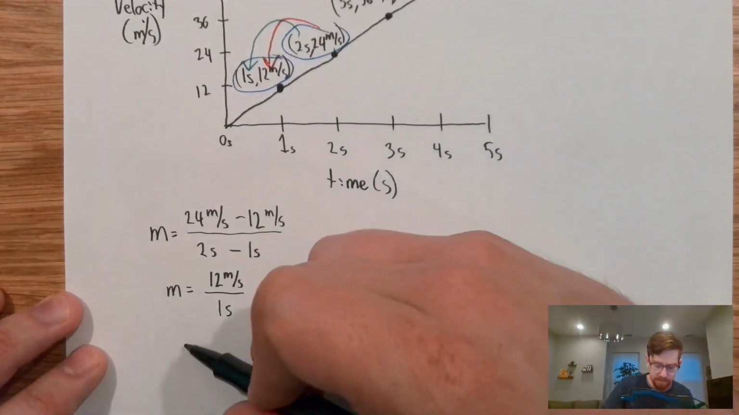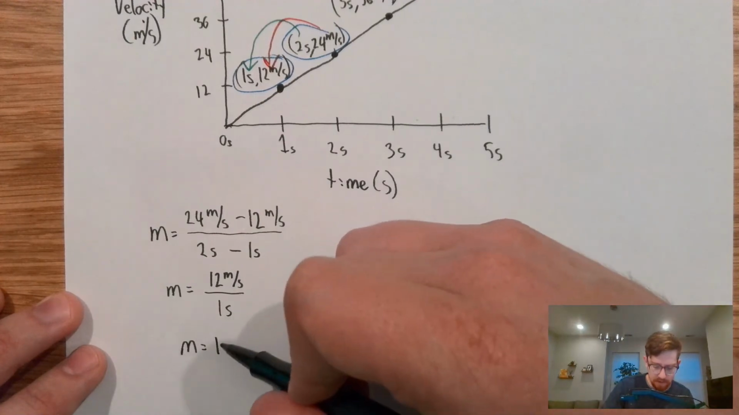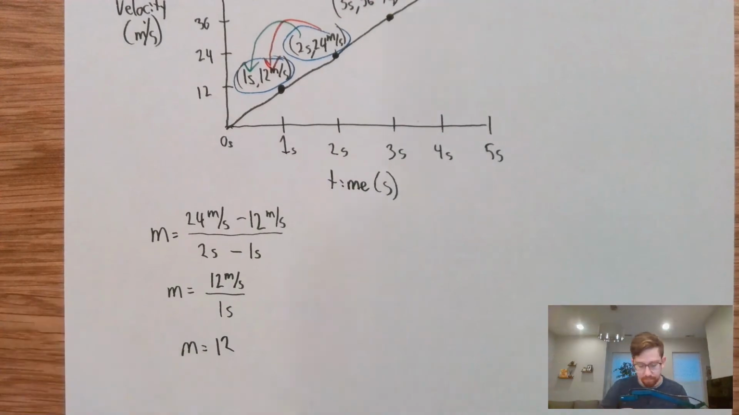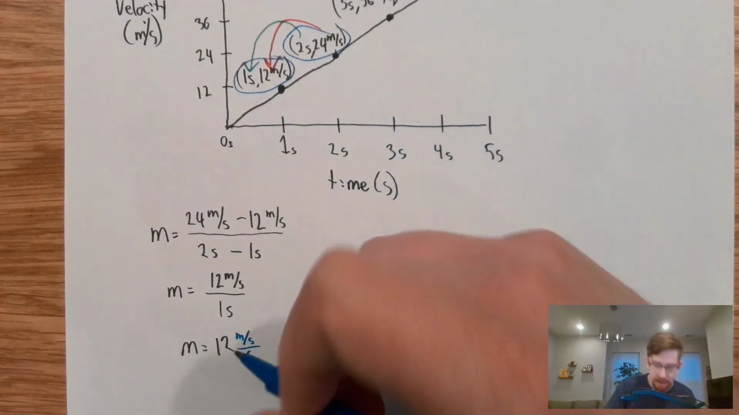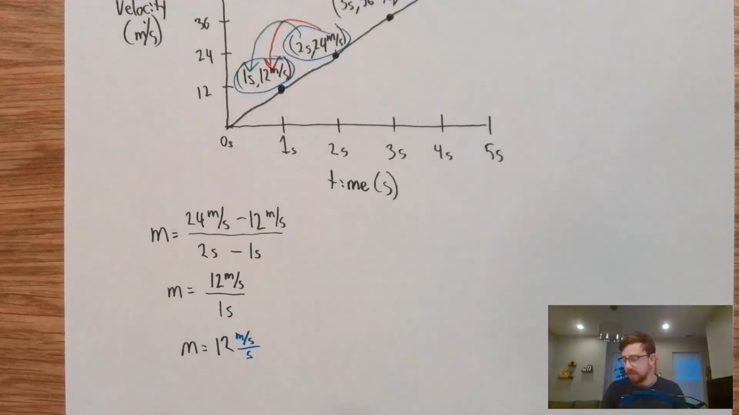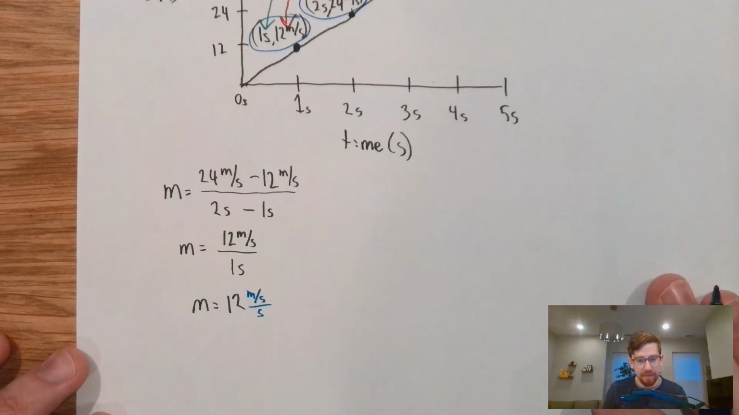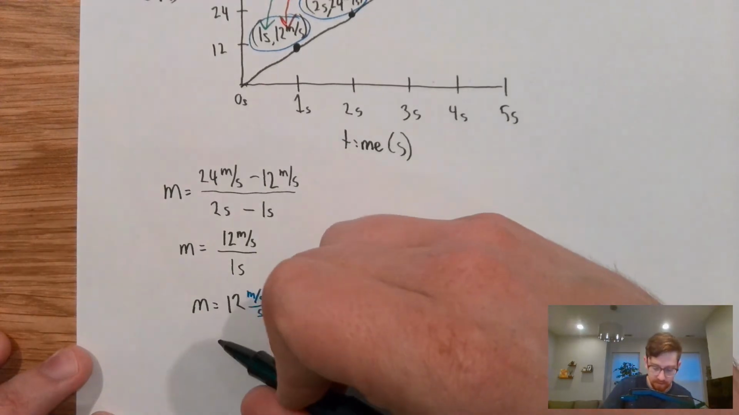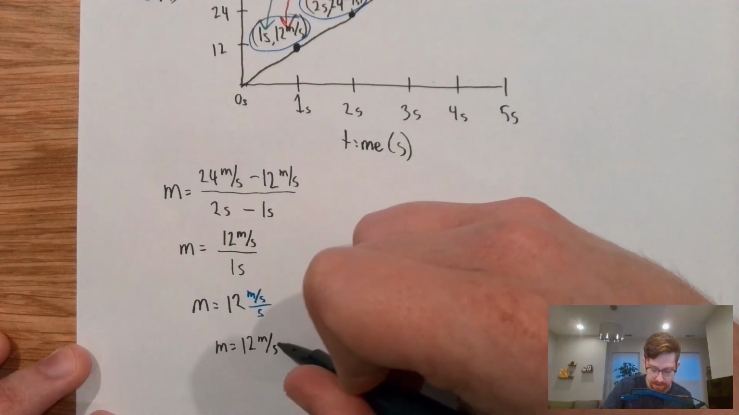Okay, so here's what we have. m equals 12 meters per second. That might sound familiar. That is acceleration. So it's 12 meters per second squared.